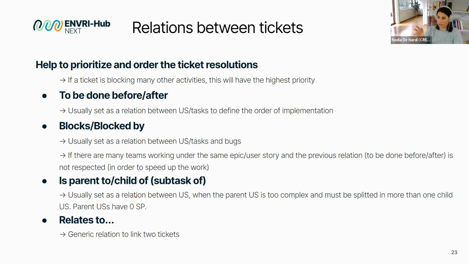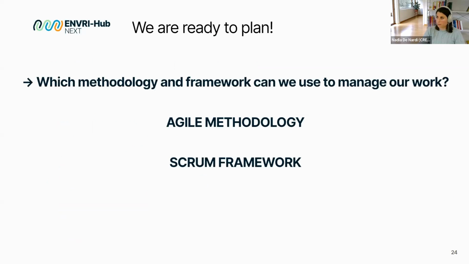So if we have a parent story with child stories, we need to split it if the parent one is really heavy. The parent one, of course, will have 0 story points. So we will have 0 story points on the parent one, and then we will split the estimation on the 2 children, 2, 3, 4, whatever. And that relates to link. It's simply to relate activities that are linked together.